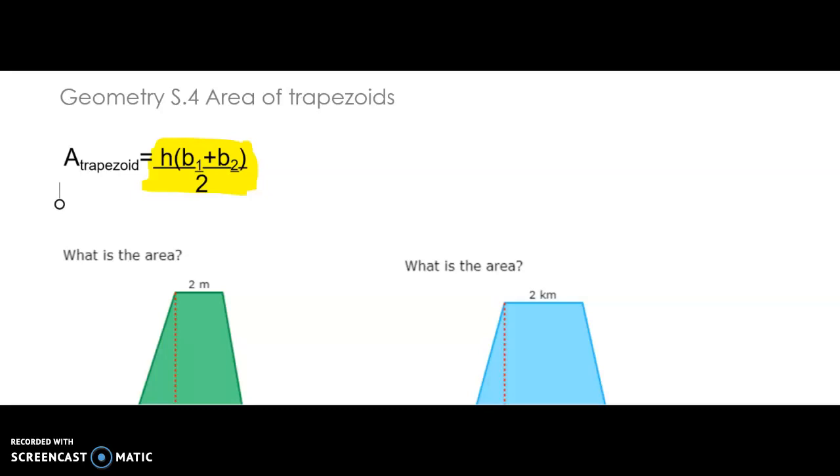Now remember, a trapezoid, just a second. Erase, it won't erase. Give me a second. Okay.